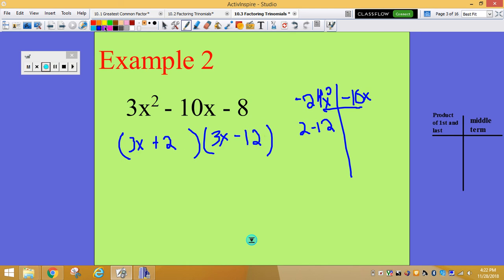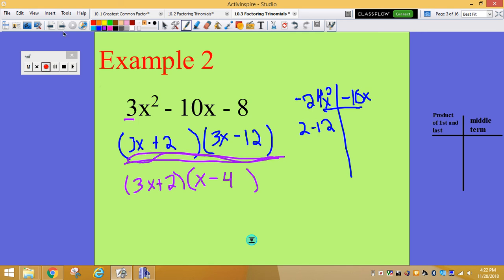We're going to take out our GCF. 3 and 2, nothing will go into those, so I'm just going to rewrite this. 3 and 12, 3 will go into both of those. 3 divided by 3 is just 1x. 12 divided by 3 is 4. So that's my final answer. So if there's a coefficient, it works the same way. You just have to make sure that this step you reduce. You see, is there anything that will go into both of them, and you take it out.